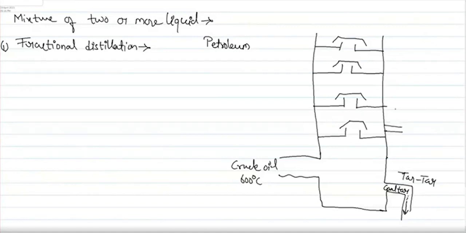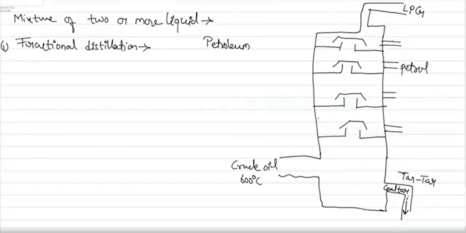On decreasing the temperature, the different substances will be separated at different layers or positions of this chamber, and at the uppermost part we find the liquefied petroleum gas or natural gas. It means that the liquefied petroleum gas has the lowest boiling temperature, while petrol is obtained at the second position. Above it is naphthalene.